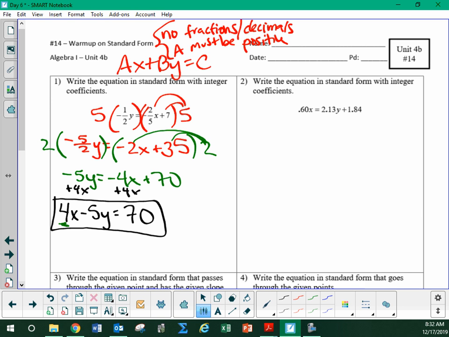When we have decimals, just multiply by 10 or 100 or 1,000. If you're not sure, just multiply by 10 and do it again and again until you get rid of your decimals. Here, though, I see that there's 2 after the decimal place. Since I multiply by 10, I'm going to multiply by 100 on both sides. And so we get 60x equals 213y plus 184.